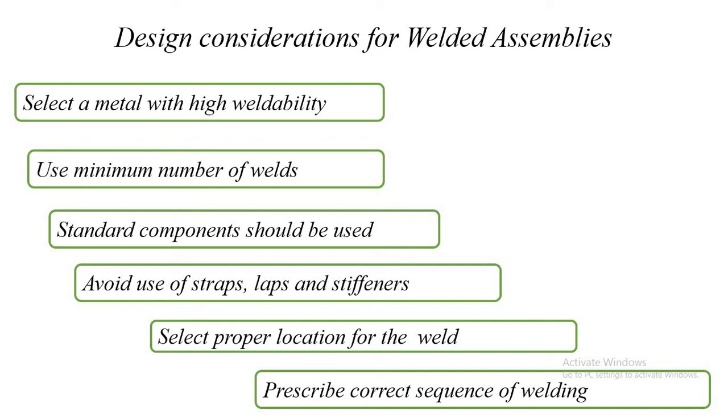It is important for the designer to provide or select proper location for the weld, so that the position of the weld should be selected in such a way that stresses and deflections are not critical at that point, as well as the position of the weld should be such that the welder and the welding machine has unobstructed access. It is the responsibility of the designer to specify and prescribe correct sequence of welding.